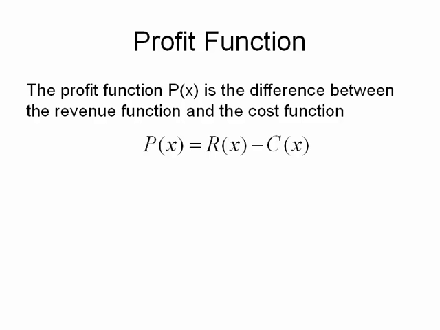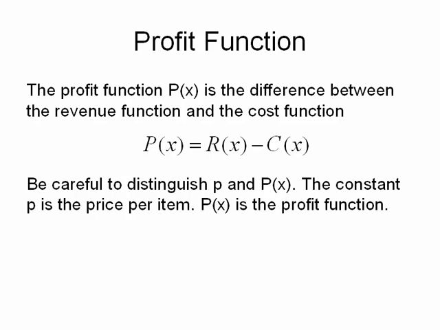The profit function P of x is the difference between the revenue function and the cost function. So P of x is equal to R of x minus C of x. Be careful to distinguish little p, which was our price per unit, and capital P of x. The constant is price per item, and P of x is the profit function.